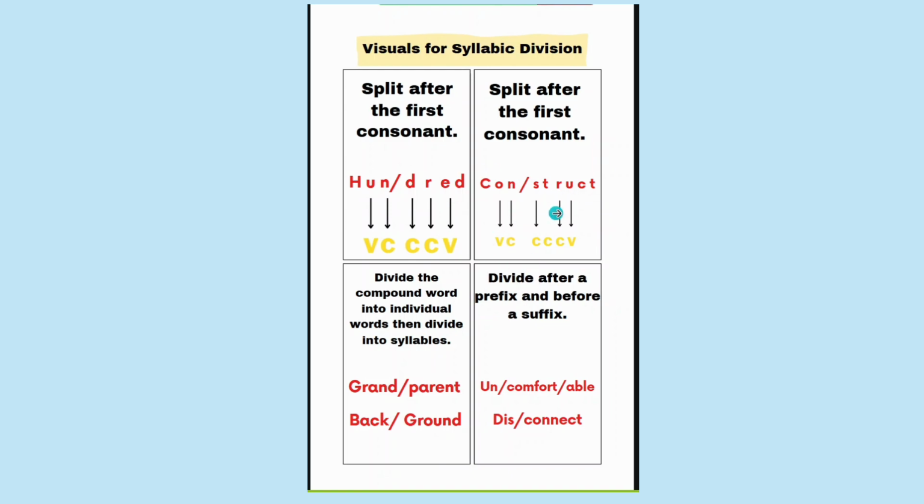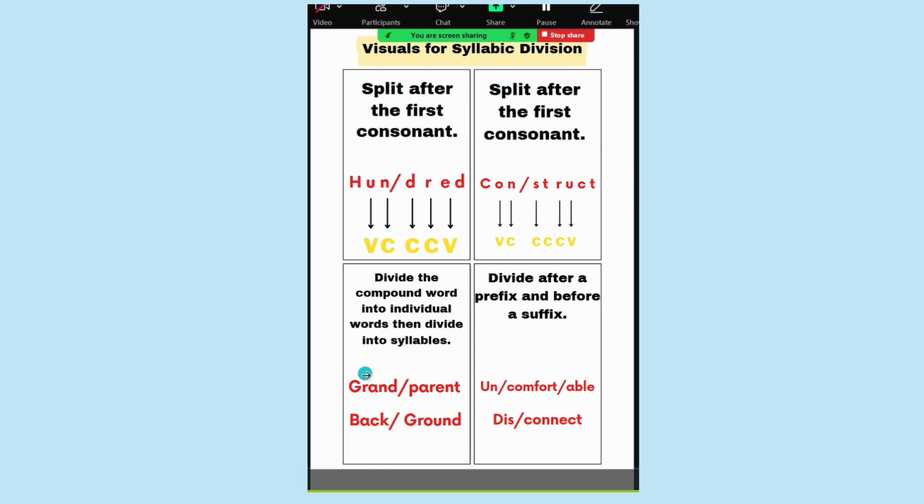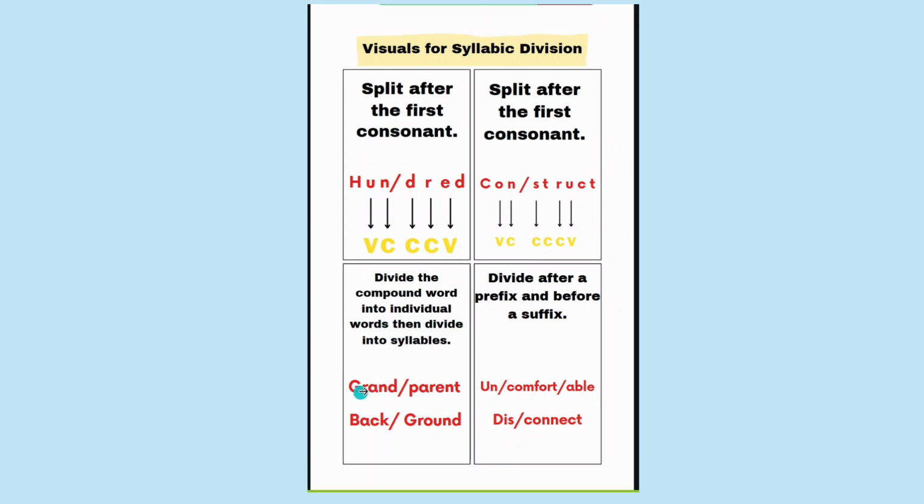Now similarly over here, identify the vowels. Here we find 4 consonants in between the vowels. But we will split after the first consonant as we did earlier. In case of a compound word, as in grandparent, we need to divide the compound word into individual words and then divide the individual words into syllables to make it simpler.